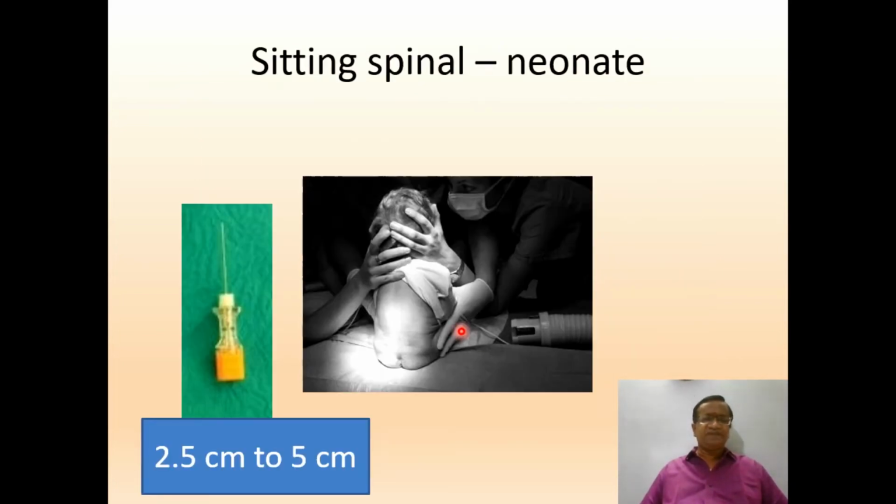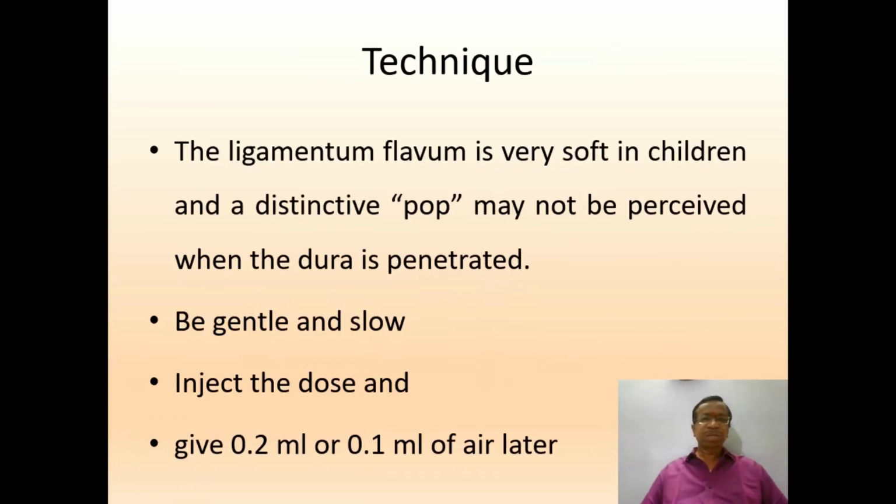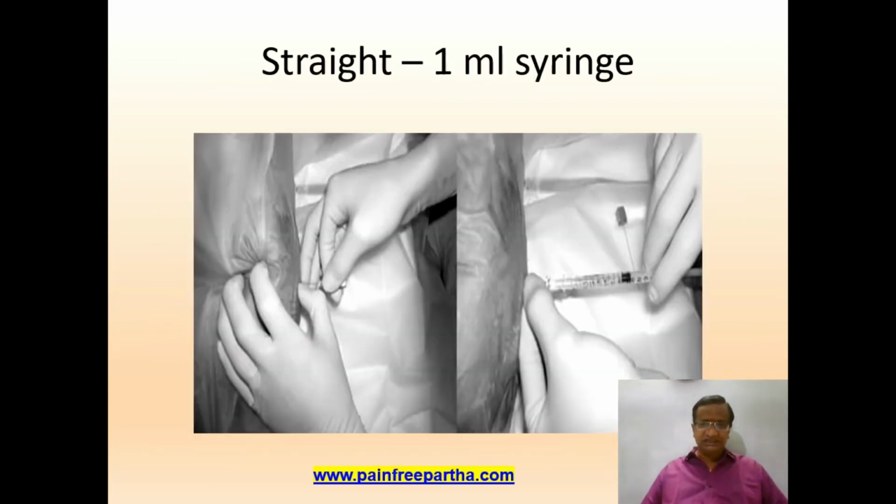Sitting spinal in a neonate, 2.5 centimeters, they may have a short needle. You don't need to change the position. See here, don't flex the neck. The ligamentum is very soft, so a distinctive pop is not achieved. Be gentle and slow. Inject the dose. Lastly, what I always do is, after 0.2 ml or 0.5 ml, I inject 0.1 ml of air, so that you will be giving the precise dose. Nothing stays in the needle.